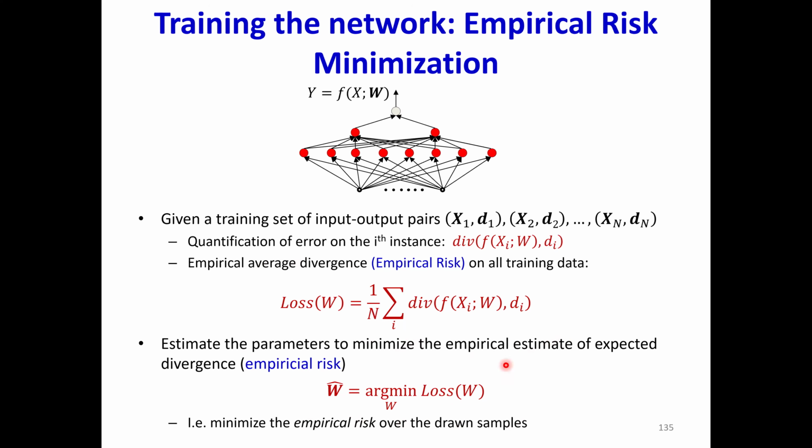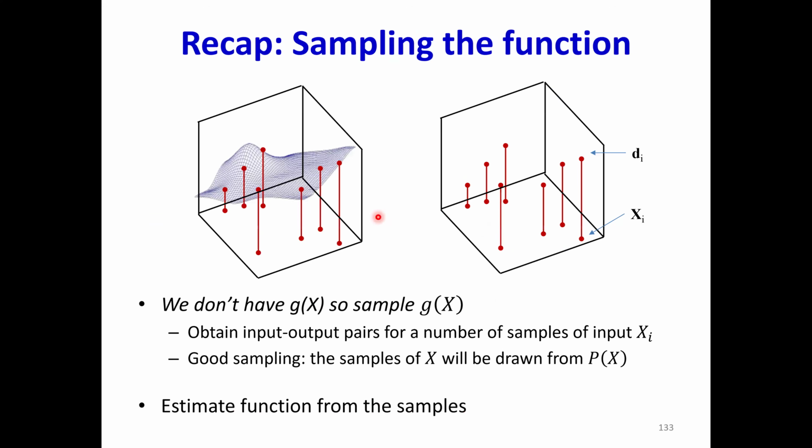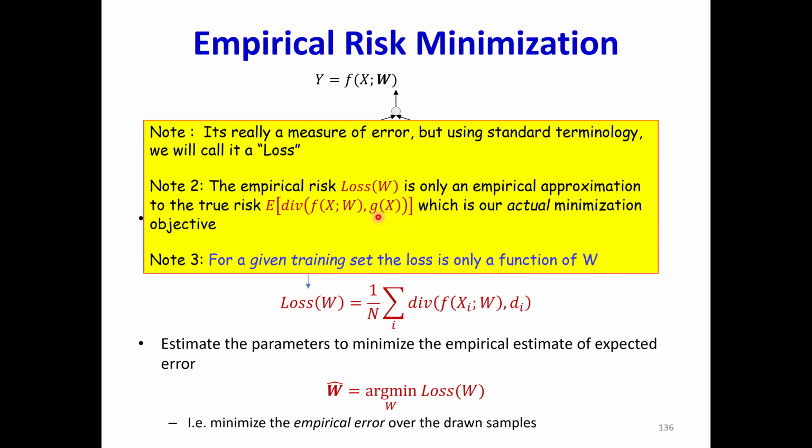It's called empirical risk because it's the loss, it's the error that you make over the drawn samples, things that you have observed, what is empirical. And you're going to try to minimize it. So again, observe that this term here is a measure of error but using standard terminology, we'll call it a loss. And this empirical risk is only an empirical approximation to the true risk, which is the expected divergence, which is what we really want to minimize. In other words, we really want to minimize the shaded area, but we're going to be minimizing the average error over all our training samples.